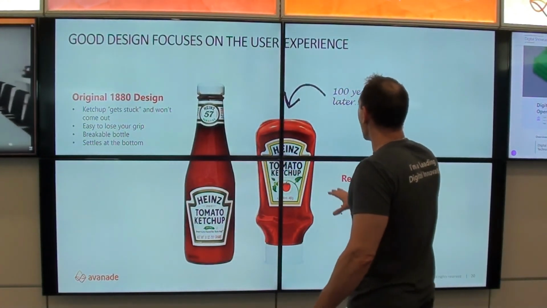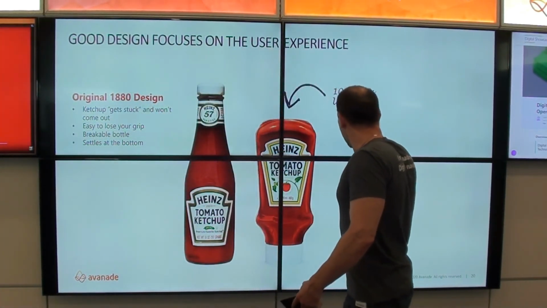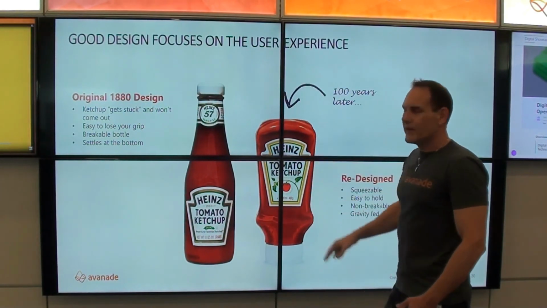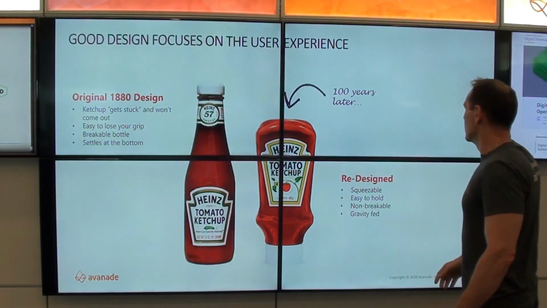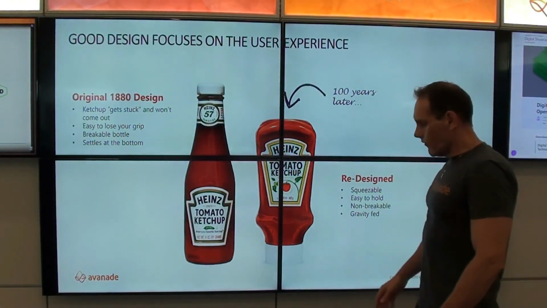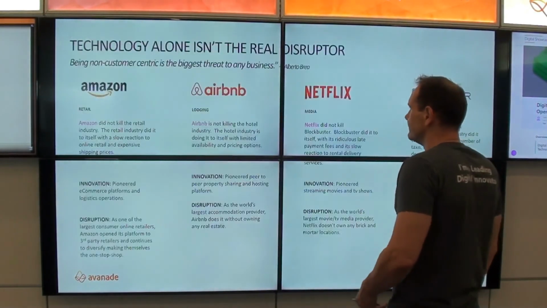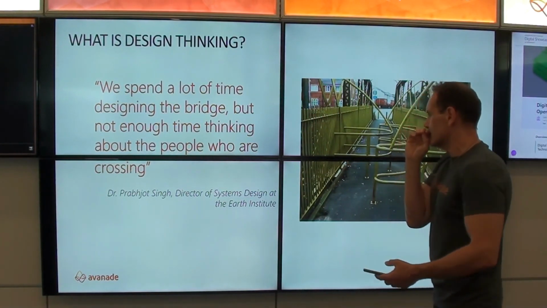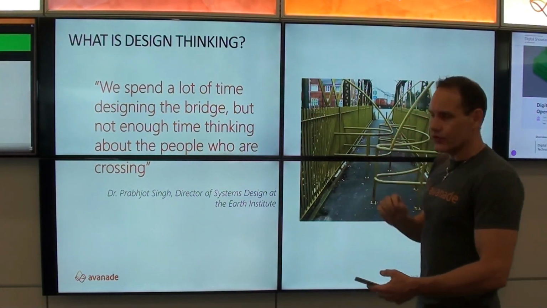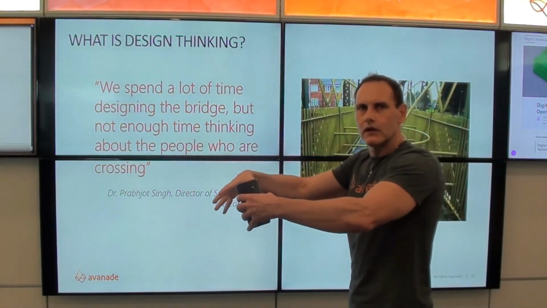So, by listening to the users, by understanding the pain of the users, the designers at Heinz were able to create a design that was much better suited towards the intended use than the original bottle was. So I think it's a good example of a successful user-centric design. So, with that example in mind, let's talk about exactly what design thinking is. Design thinking is user-centric. It puts the user always in the center of our development efforts.